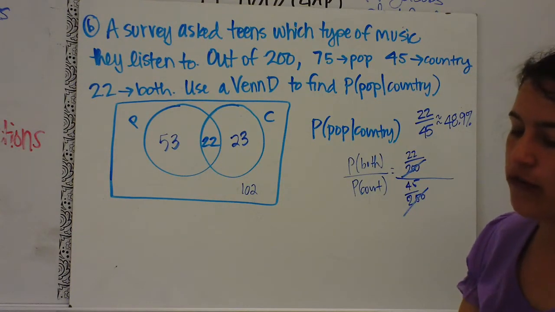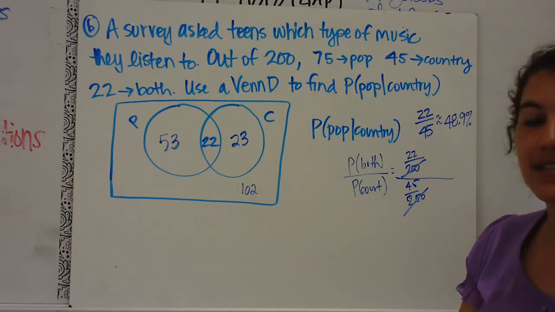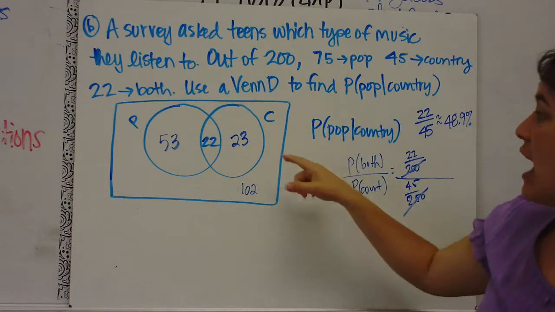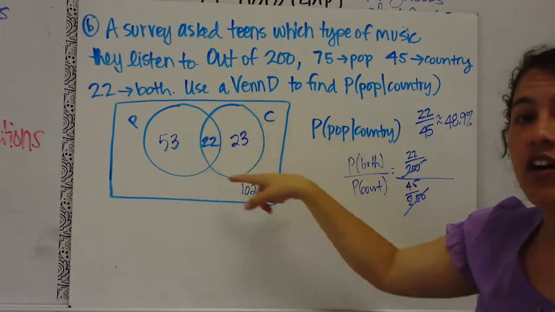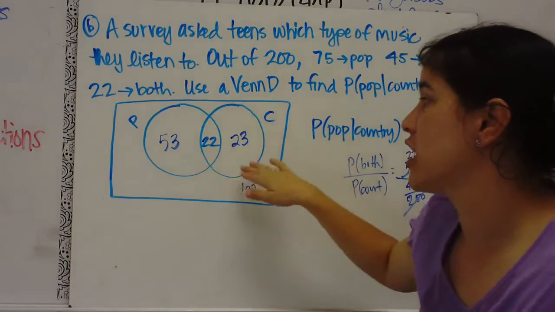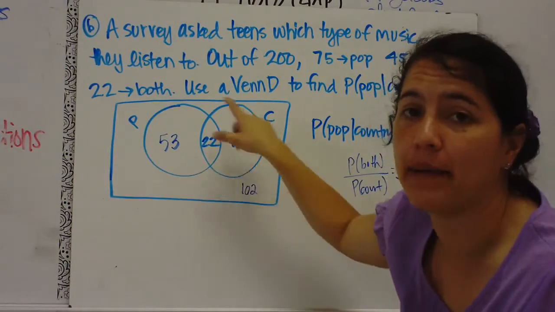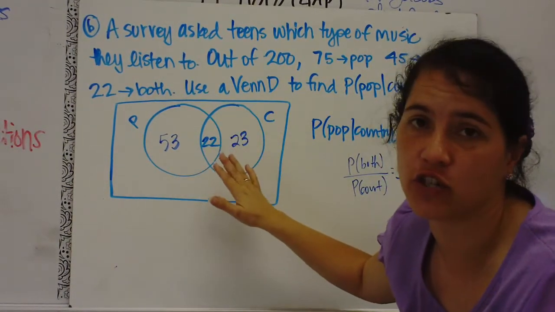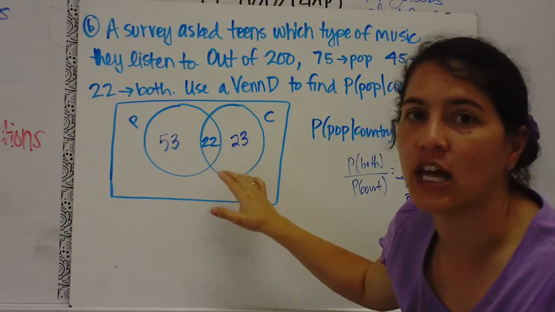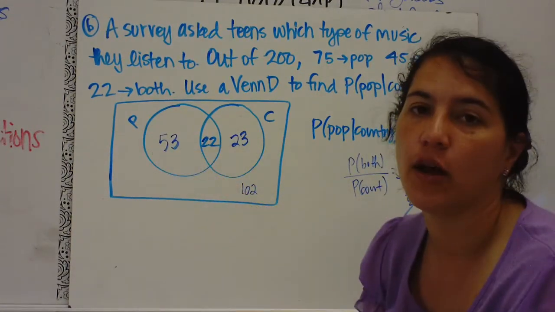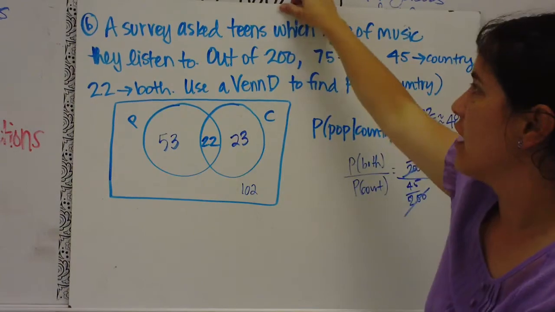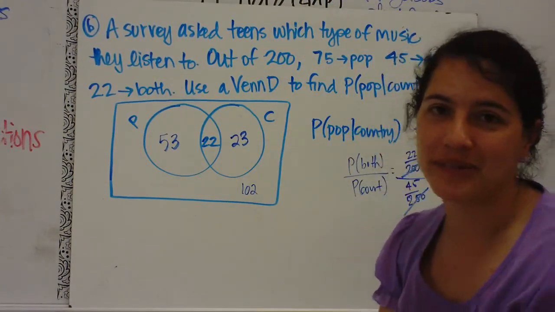So right below 50. And that should make sense because about half of the people who picked country also said they liked pop. So if you pick somebody who likes country, then about half of them also are going to prefer to listen to pop. All right, we'll practice more conditional probability tomorrow.